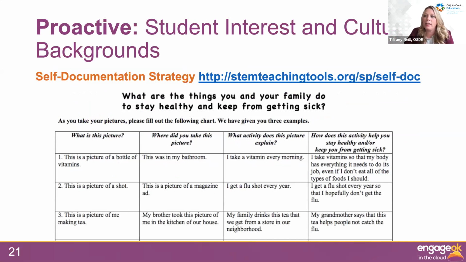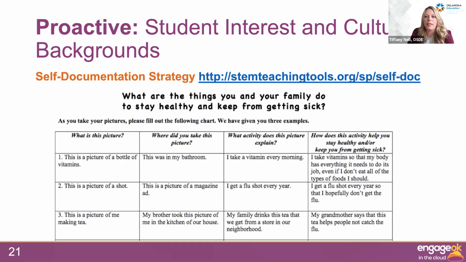But here is a strategy that's being utilized prior to a unit on health with students. The self-documentation activity asks, what are the things you and your family do to stay healthy and keep from getting sick? This particular self-documentation asks students to take pictures and then complete this chart of what is this picture? Where did you take the picture? What activity does this picture explain? And how does this activity help you stay healthy and or keep from getting sick? So you can see some of the explanations here by the student.